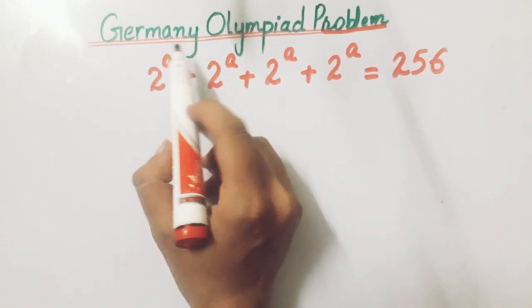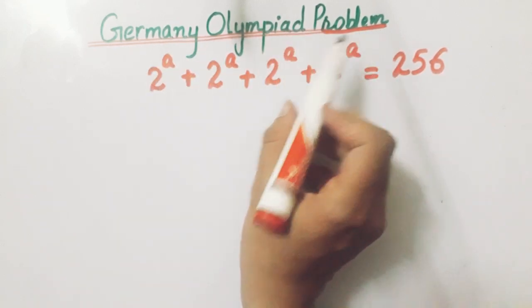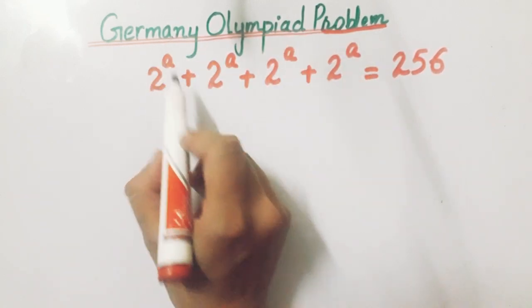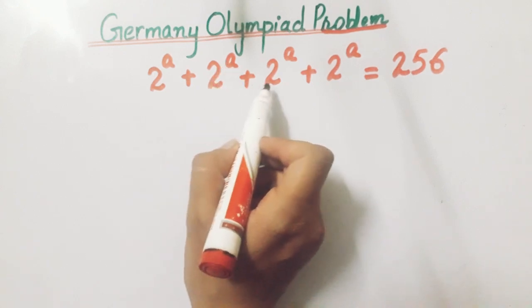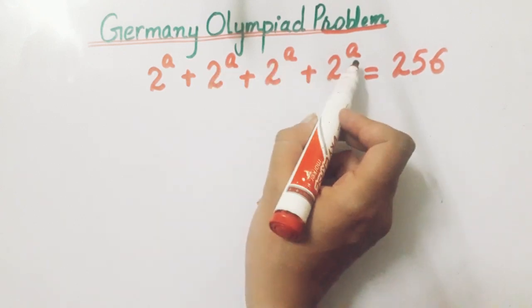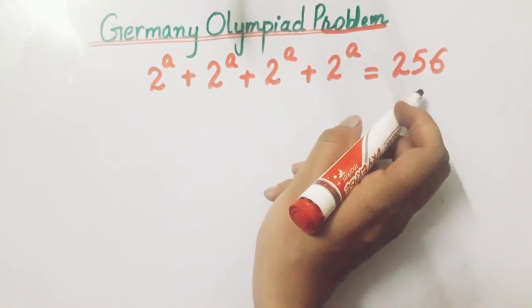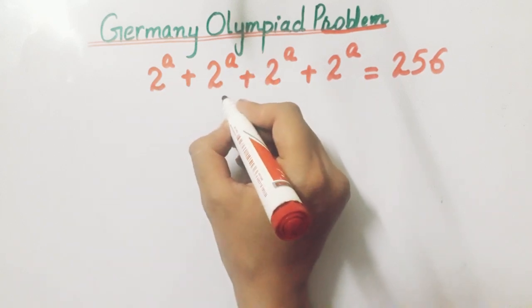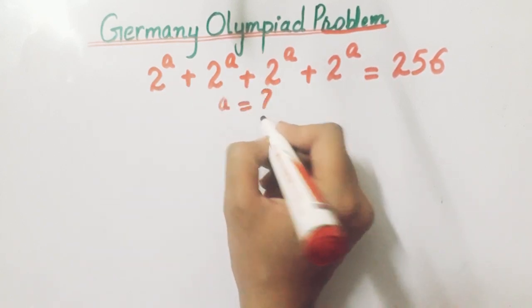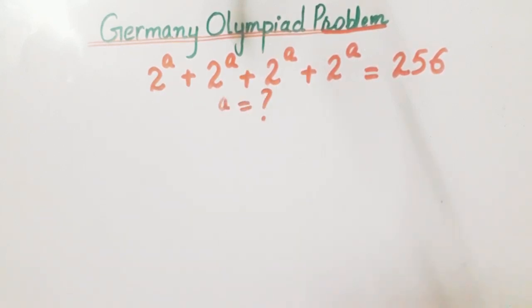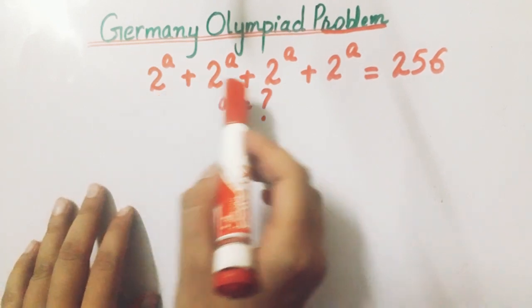Today we are going to solve a Germany Olympiad math problem: 2 raised to power a plus 2 raised to power a plus 2 raised to power a plus 2 raised to power a equals 256. We will solve this step by step and find the value of a. For this purpose, first of all, we will take the left hand side.